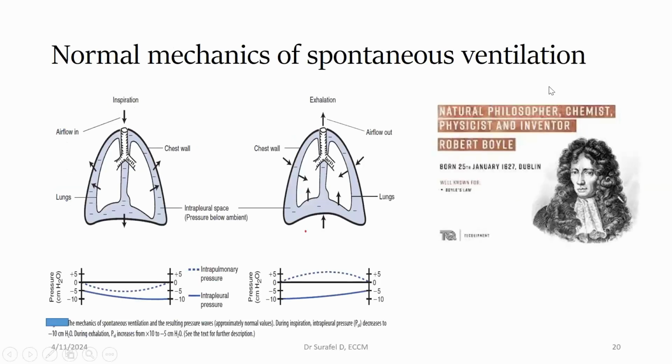So for the normal mechanics of spontaneous ventilation, you can remember Boyle's law. Whenever the thoracic cavity tries to increase its volume by creating a vacuum, the diaphragm moves down and creates a more negative pressure inside the thoracic cavity, as you can see. The more negative the pressure, the lower the pressure in the thoracic cavity as compared to the atmospheric pressure, so that air will preferentially enter into the trachea and into the lungs. So normal respiratory motion depends on Boyle's law.